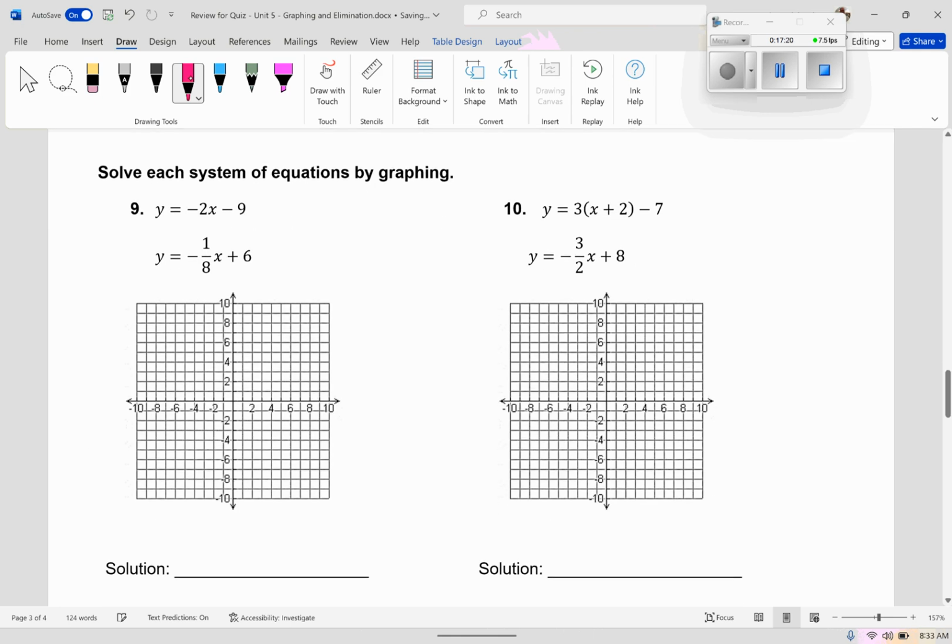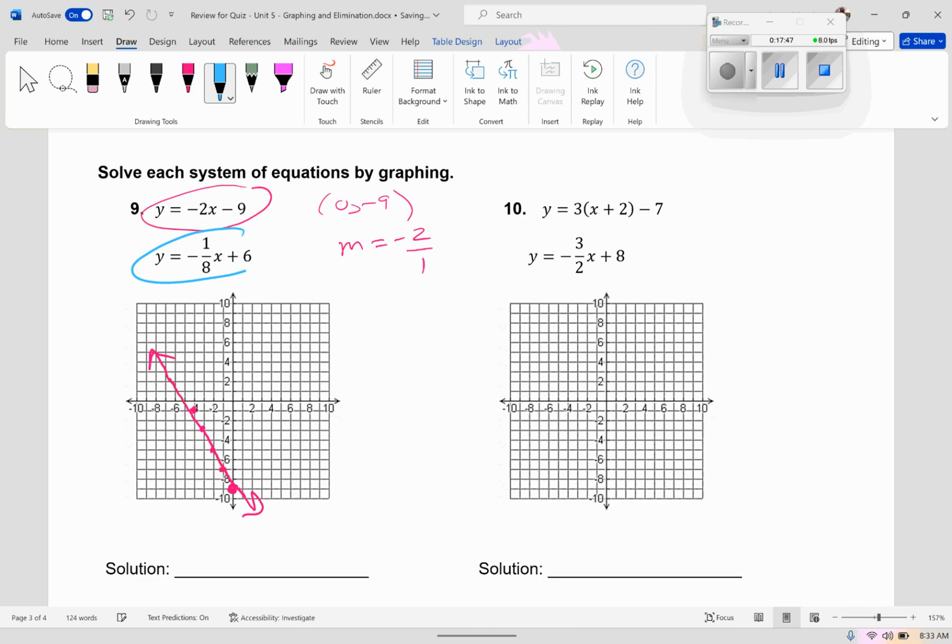All right, solve the system by graphing. So I have a y-intercept at 0, negative 9, which is down here. And then I have a slope of negative 2 over 1. So if I go down 2, right 1, I'm going to go off. So I'm going to go up 2, left 1, up 2, left 1, up 2, left 1, up 2, left 1. So there's our graph right there.